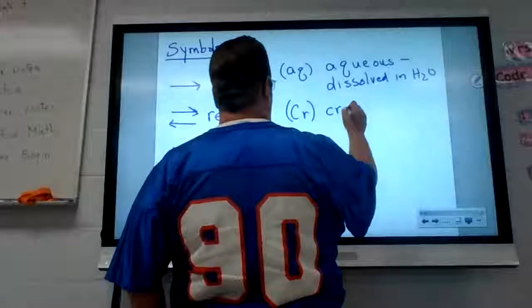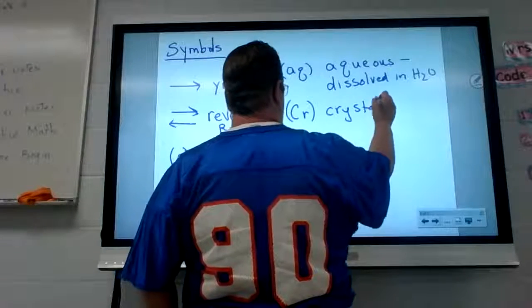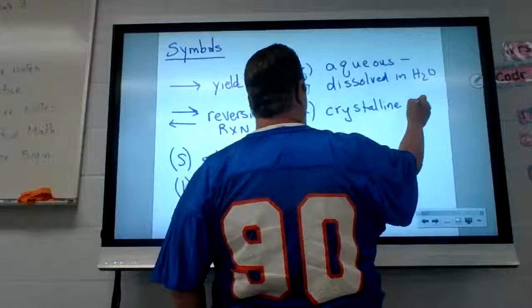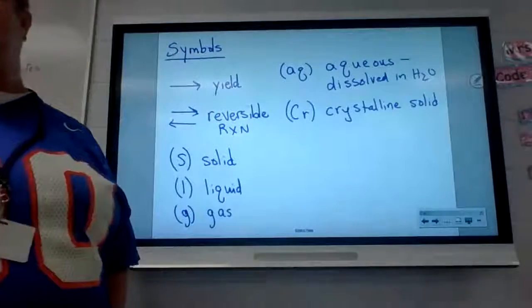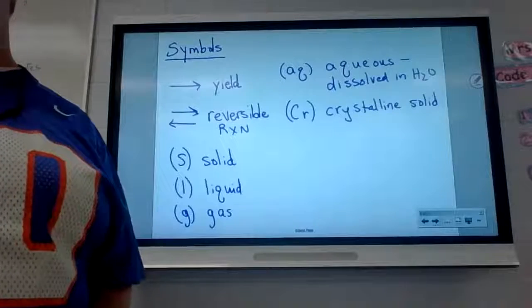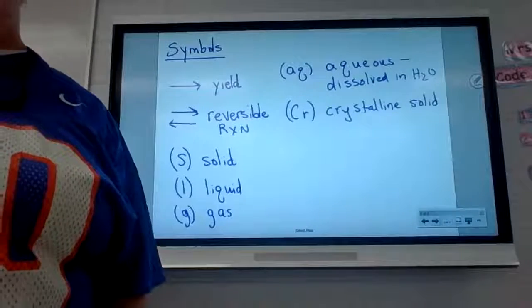CR stands for crystalline solid. Instead of just saying solid, we could say CR for crystalline solids, because we'll learn later in the semester there are two kinds of solids and crystalline is one of them.